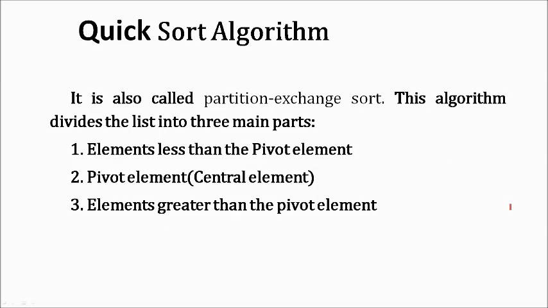So quick sort algorithm is also called partition exchange sort. This algorithm divides the list into three main parts. Number 1, elements less than the pivot element. Number 2, pivot element, the central element. 3, elements greater than the pivot element.